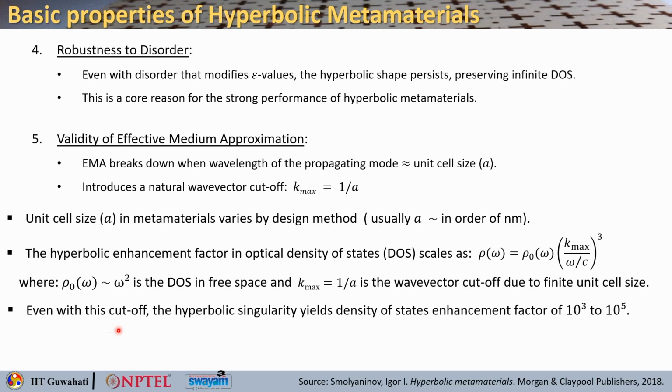So, what you see is that even with this particular cutoff in place, the hyperbolic singularity yields a density of states enhancement factor of around, because there is a Q factor over here, 10 to the power 3 to 10 to the power 5. So, it is pretty large, right.